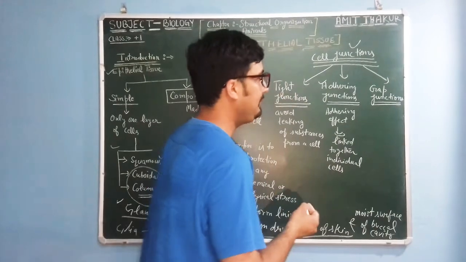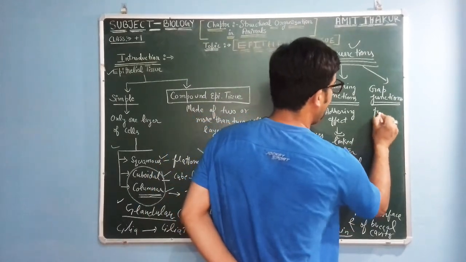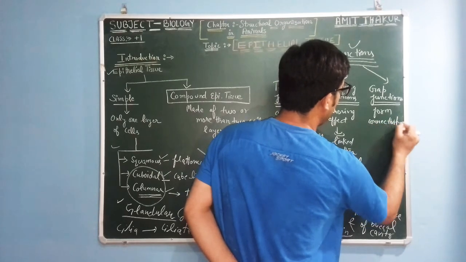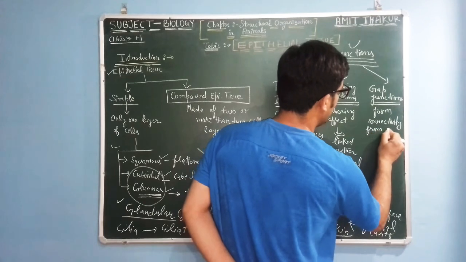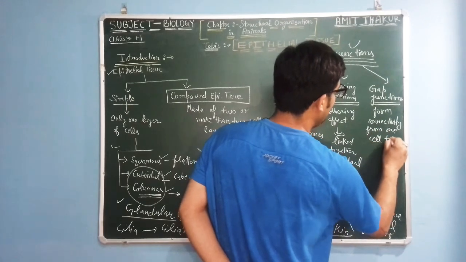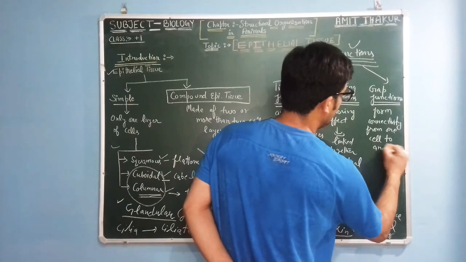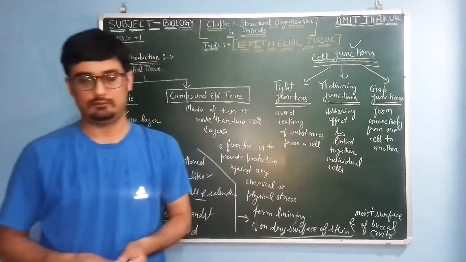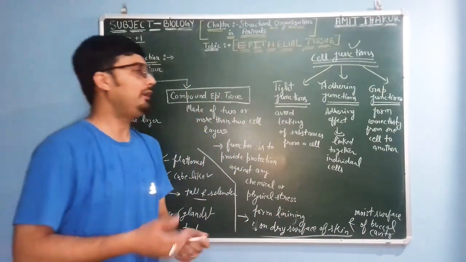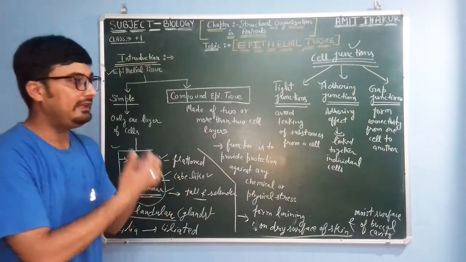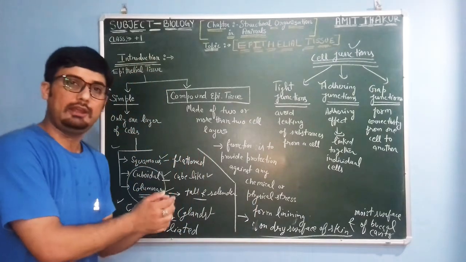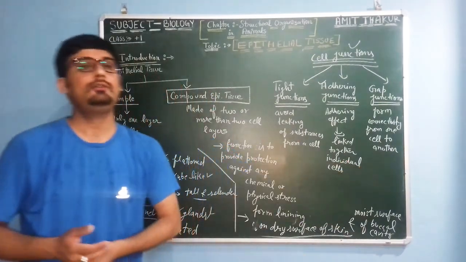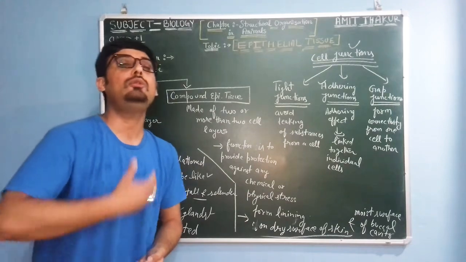सो गैप जंक्शंस एक्चुअली they form connectivity from one cell to another. So these gap junctions form connectivity from one cell to another. Why? क्या reason उसके पीछे? In order to transport different materials, ions, nutrients, gases, you can say gaseous substances, means all kind of substances from one cell to another cell.